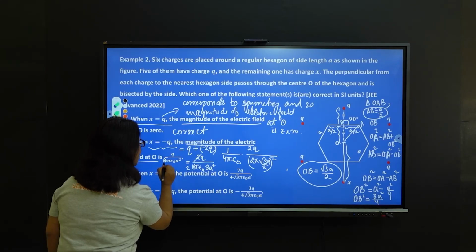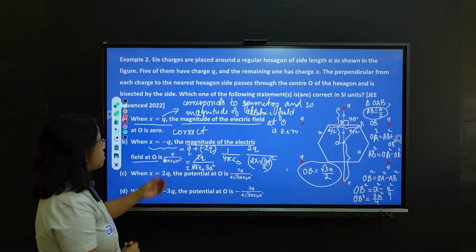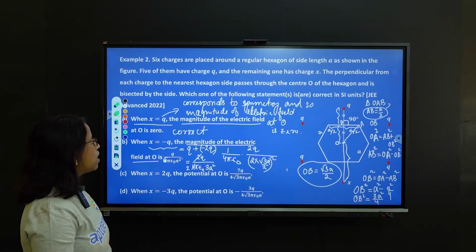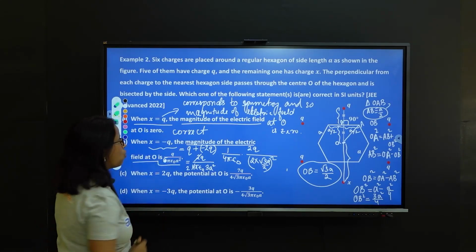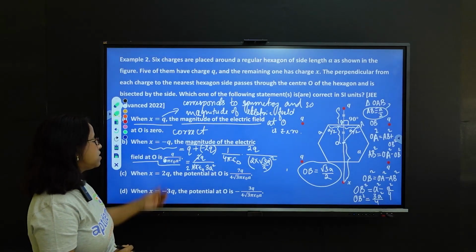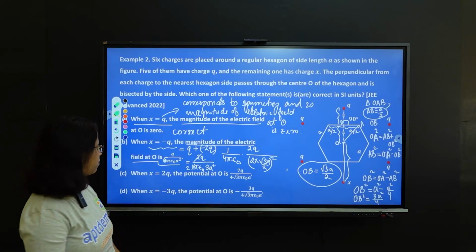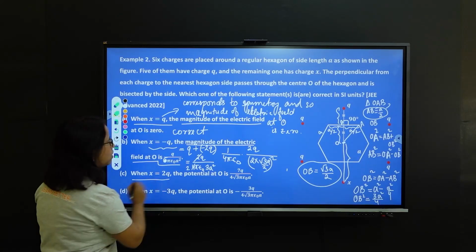Sorry about this, this has to be 6. So this option should be Q by 6 pi epsilon naught a square. So the electric field at O is Q by 6 pi epsilon naught a square. Now let us explore the third case.